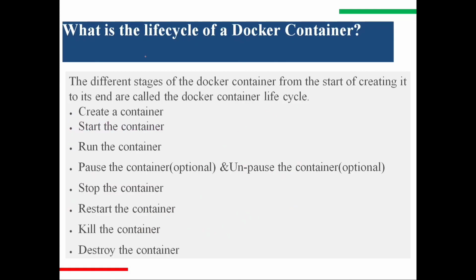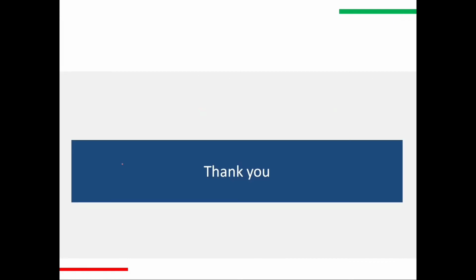The next important question, what is the life cycle of a Docker container? The life cycle of a Docker container is nothing but the different stages which your Docker container might go through, from the start of creating it to its end. This is called the Docker container life cycle. First we create the container. After creating, you can start the container. After starting the container, we can run the container. A running container can be paused, and we can stop the container, restart the container, kill the container, or destroy the container. So these are the different stages.